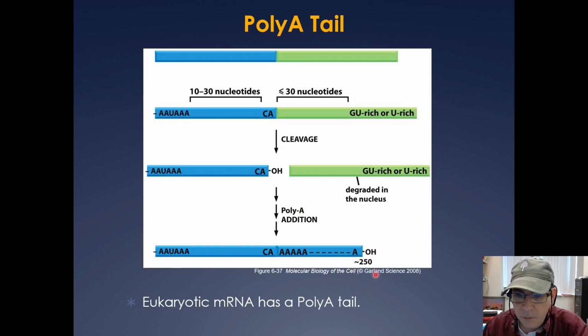Now this poly A sequence can be variable length, and believe it or not, oftentimes the length of it will determine the stability of the messenger RNA. That's one of the important things about the poly A tail, and it usually occurs after the 3' UTR. So the polymerase will travel down, you'll have this GU and U-rich sequence, and then it's cleaved. This is degraded in the nucleus, and then you get your poly A tail added to the messenger RNA.